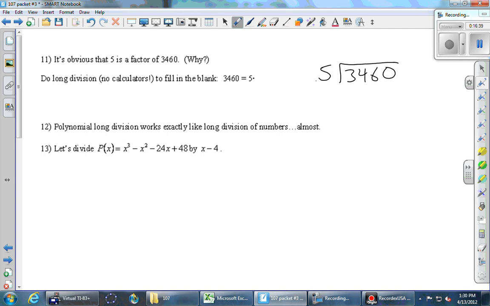Pretty quick. Okay, if you know what you're doing with long division, look to the person to your right, and if they don't, help them. It's real easy to forget. That's a really, really nice way to do division by 5.